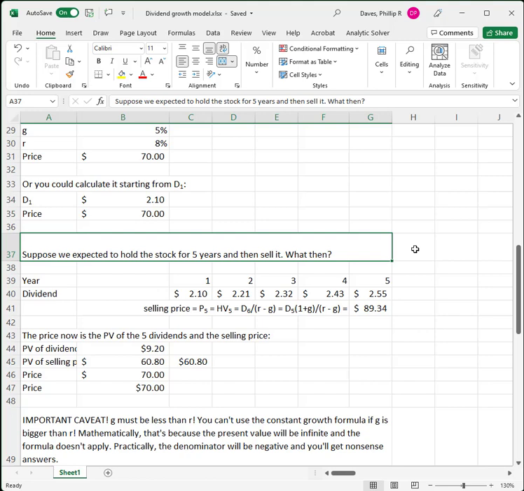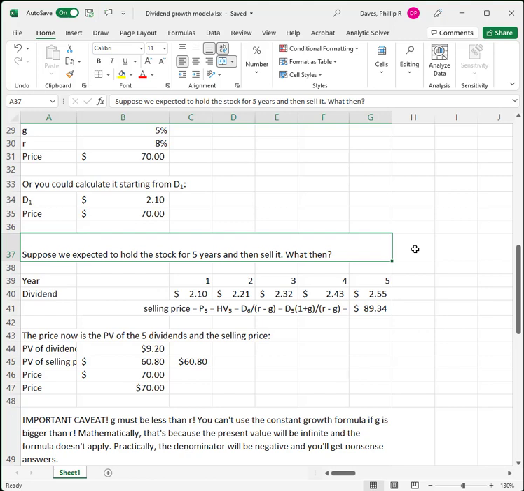So we're not going to hold it forever, not for an infinite amount of time. We're going to hold it for 5 years and then sell it. Now what happens? Well, what we've got to do is figure out what that selling price is going to be under our assumptions. Now, our assumptions are that the dividends are going to grow at 5% a year forever and ever and ever.